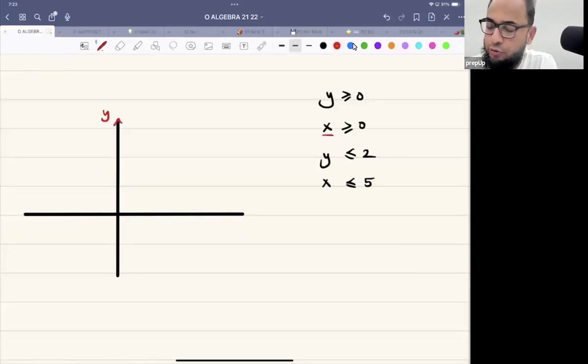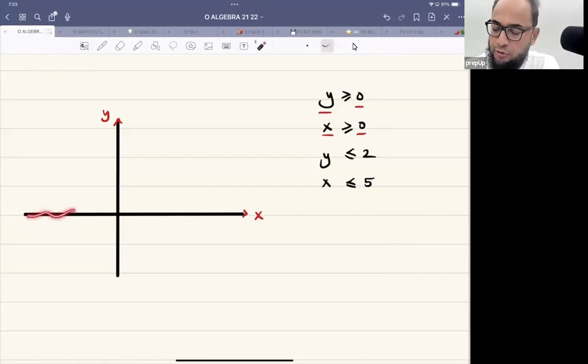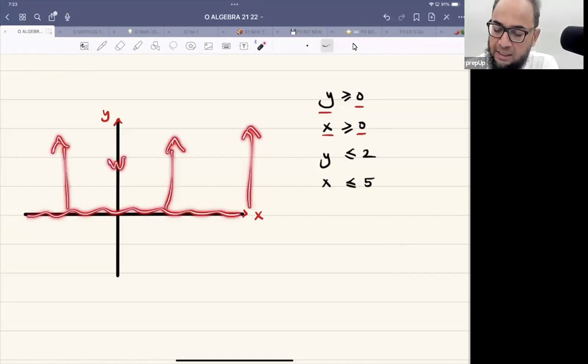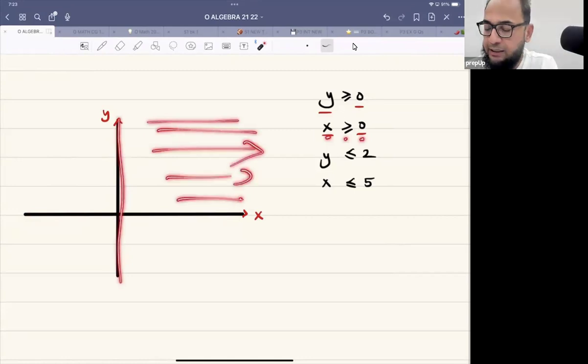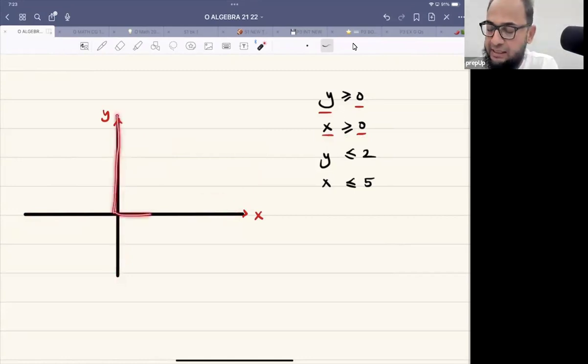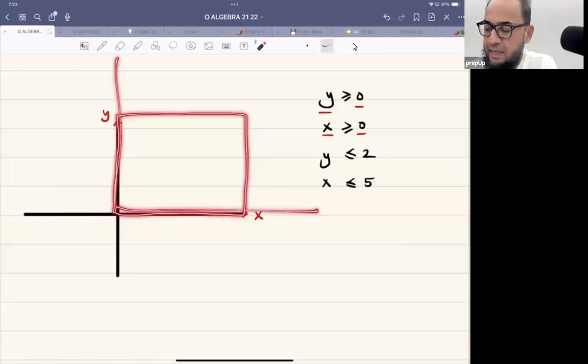Y-axis is x is equals to 0. This is x-axis. X-axis is y is equals to 0. That means y is greater than or equal to 0. It should be above the line, the wanted region. The wanted is above the line. X is greater than or equal to 0, to the right of the line. That is what we are requiring. So we are basically in this first quadrant, but it's an open quadrant.